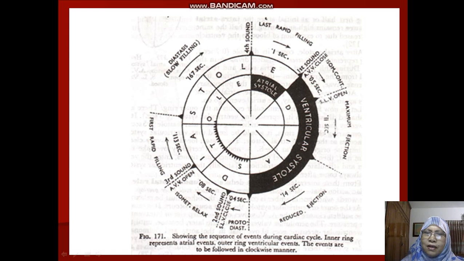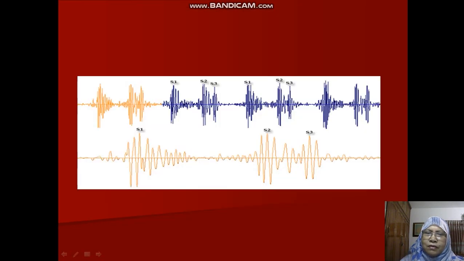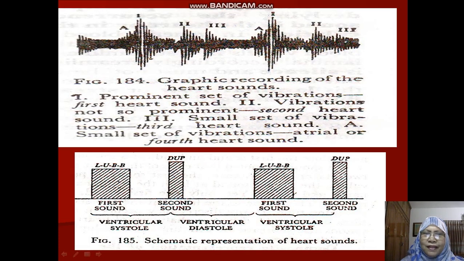So these are the heart sounds. These are the phonocardiographic recordings: first heart sound, second heart sound, and third heart sound. Before the first heart sound is the fourth heart sound. A means atrial sound; the fourth heart sound is also known as the atrial sound. This is the first heart sound. This is the second heart sound. This is the third heart sound.